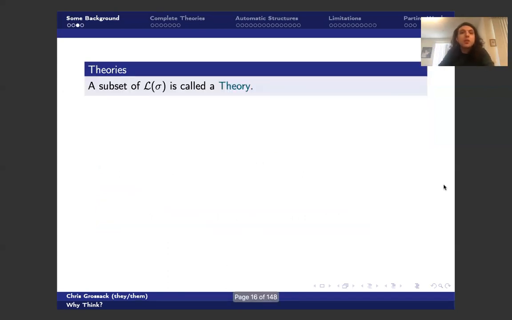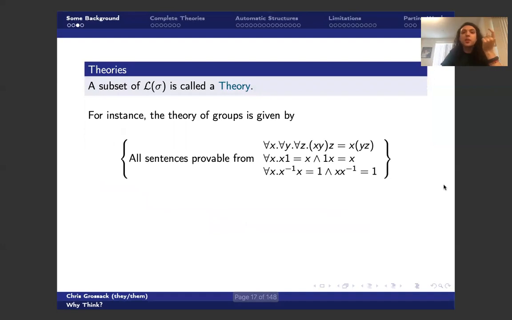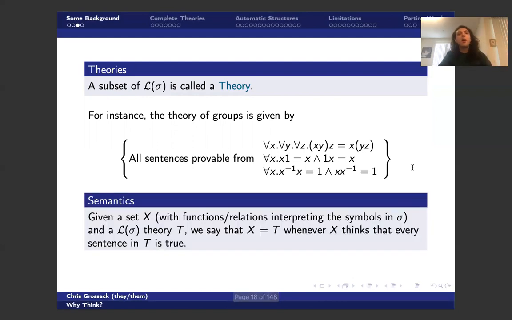Okay, so a subset of L sigma is called a theory. So for instance, the theory of groups is given by all the sentences which you can prove from the group axioms. This is some set of sentences, and it's something which group theorists, for instance, are very interested in. And so why do we care?